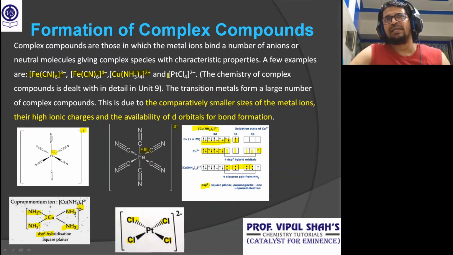Last one, PtCl4 2 minus over there. Tetrachlorido platinate, Roman number 2, because it's 2 minus, so Pt has to be +2. Clear? So this is about the complexes.